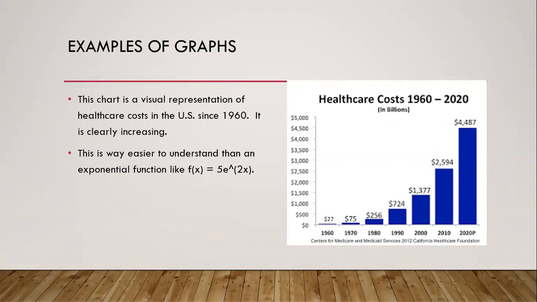If I was to present this in a chart or a table, this might be hard to understand. If I was to say f of x is equal to 5e to the 2x, that would not necessarily be something people understood. However, if I just give you this bar graph, you can see that it's increasing really fast. It goes from 27 to 75, 75 to 256, and 256 to 724. You can see that the cost of healthcare is increasing very quickly, which is essentially what an exponential function does.